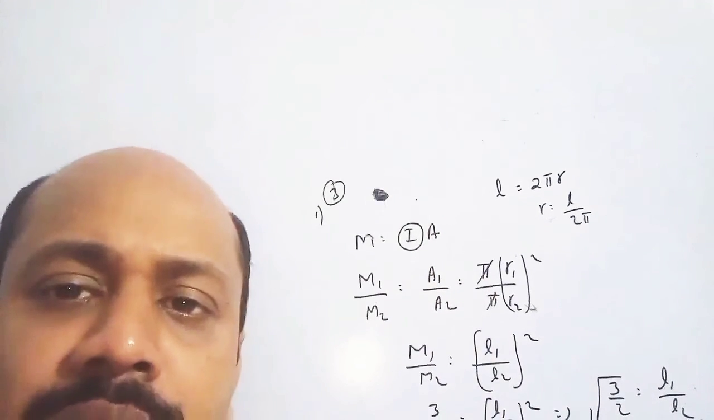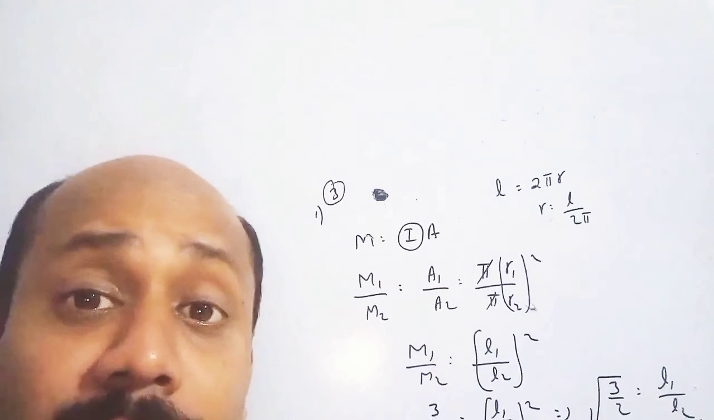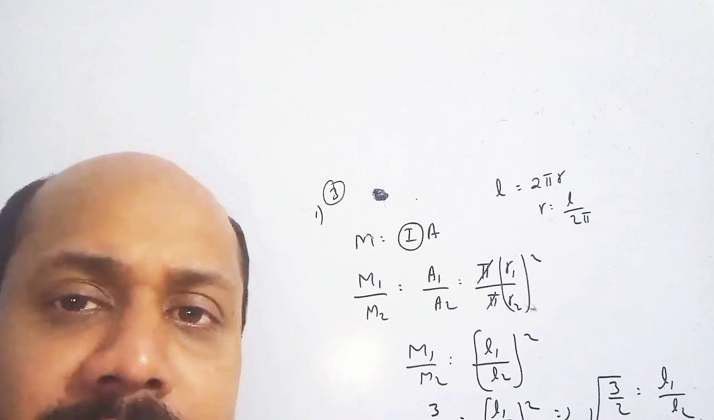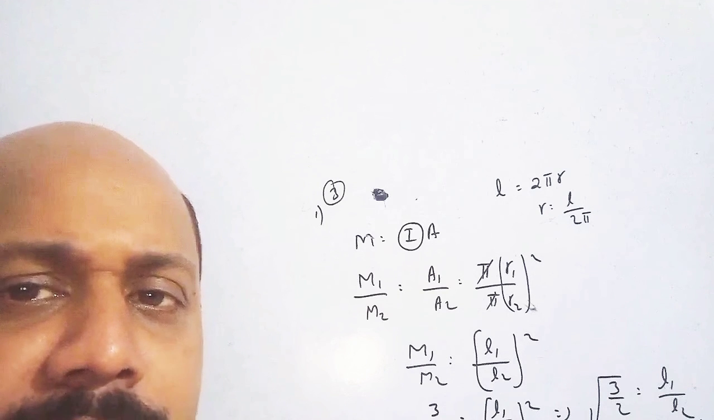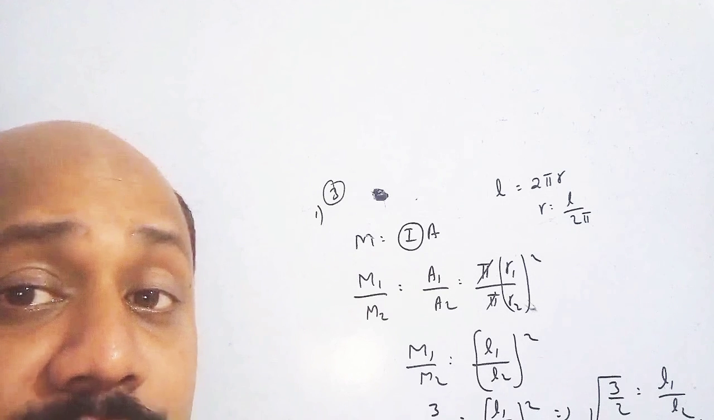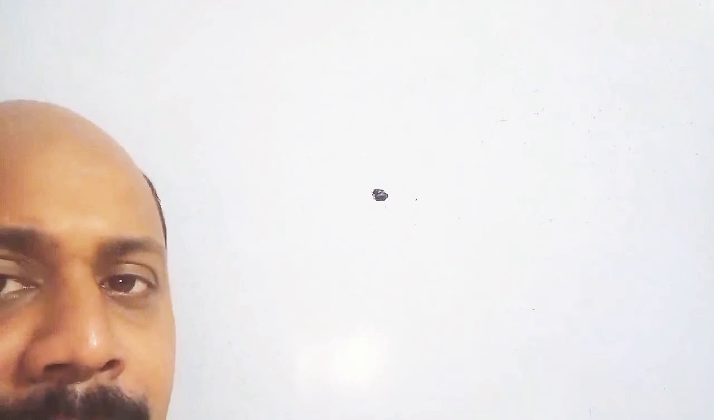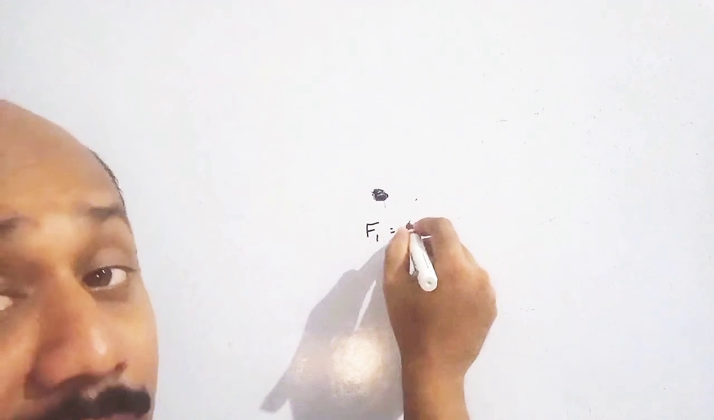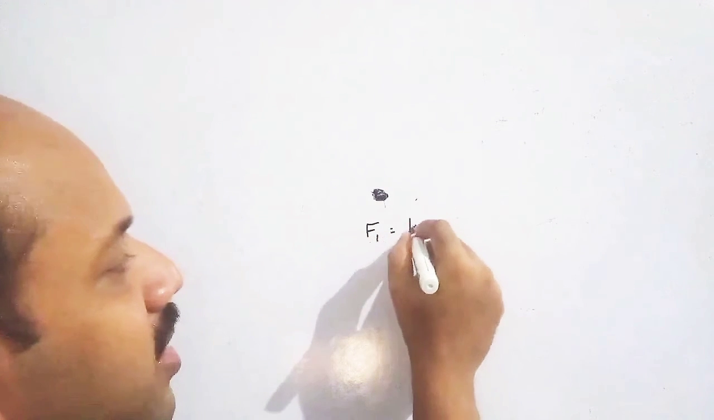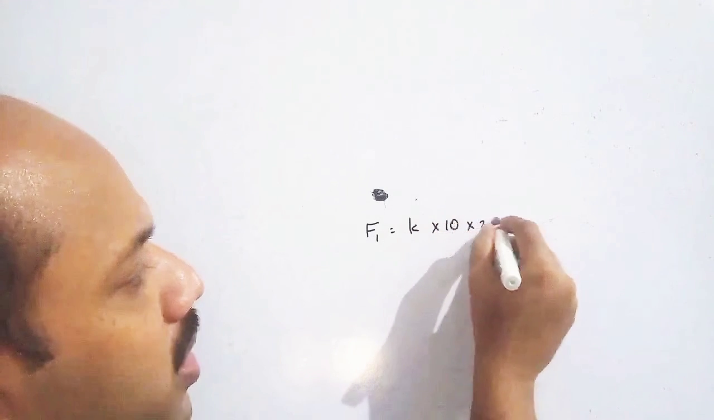Second question. Two small conducting spheres of equal radius have charges plus 10 microcoulomb and minus 20 microcoulomb respectively. Placed at distance r from each other, they experience a force F1. If they are brought in contact and separated to the same distance, they experience a force F2. The ratio of F1 to F2 is? Charged spheres behave like point charges. F1 is equal to, taking 1 by 4 pi epsilon 0 as K, K Q1 Q2 by r squared, so it is 10 into 20 divided by r squared.